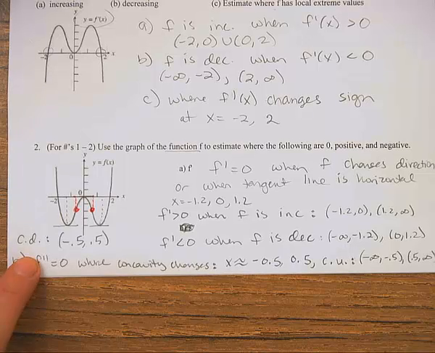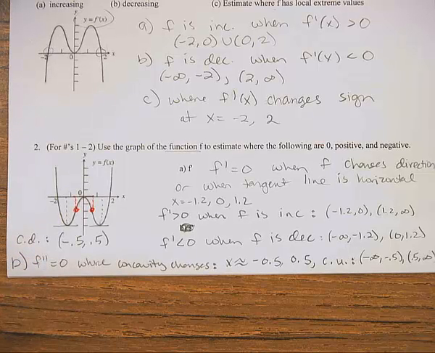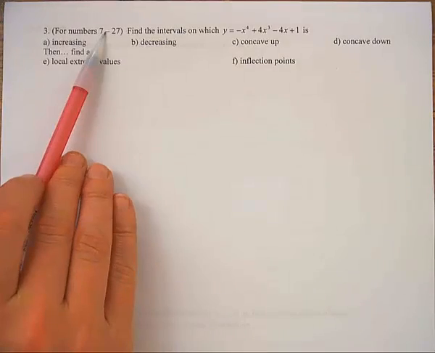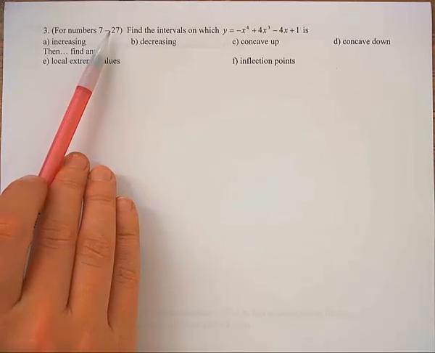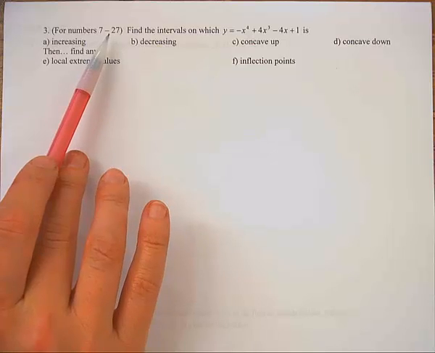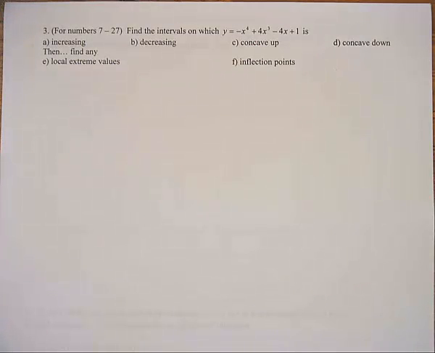So in these examples we're using graphs. The next example we're going to use what's called analytic methods to find all these different things. The steps I'm going to show you in example 3 are going to help you with numbers 7 through 27. There's going to be easier ones like this, but there's also going to be harder ones that I'm going to show you in the next video.